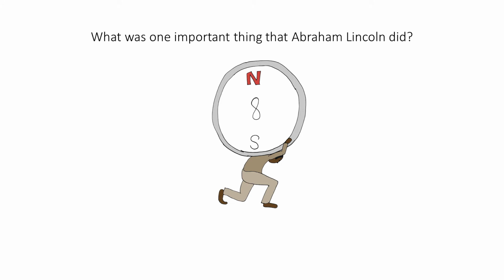What was one important thing that Abraham Lincoln did? Freed the slaves. When you hear Abraham Lincoln, think about the links on this slave's leg. The links are not tied down, to help you remember that Lincoln freed the slaves.